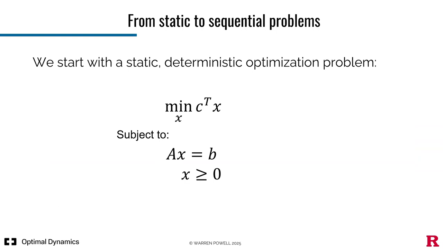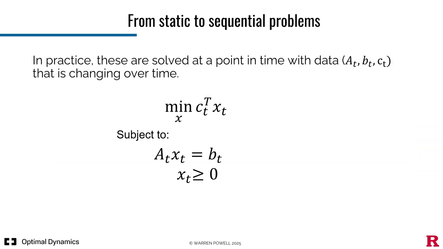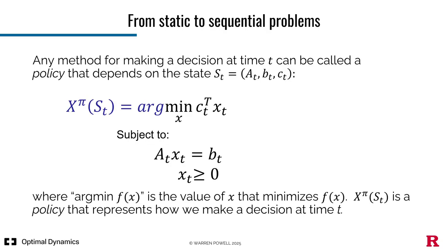Now, we'll recognize that we're not just solving this once, we're solving this over time, and this is my problem at time t. So I'm just going to go through and index everything by t to say, yes, this is the time t version of this problem. Now, what I'm going to do is put an arg in front of this and say the argmin, that's the optimal solution x. So instead of getting the objective function, I just want the decision x.